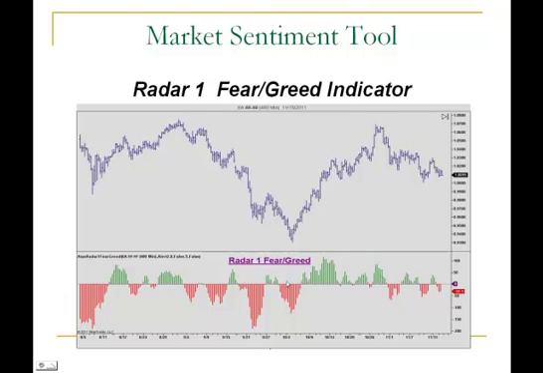Because the Fear Greed indicator is showing us something that's not related to the motion of the price, but more related to the emotion of the buyers and the sellers, it makes for an excellent divergence oscillator, because it's showing us the strength, the sentiment behind the price moves.